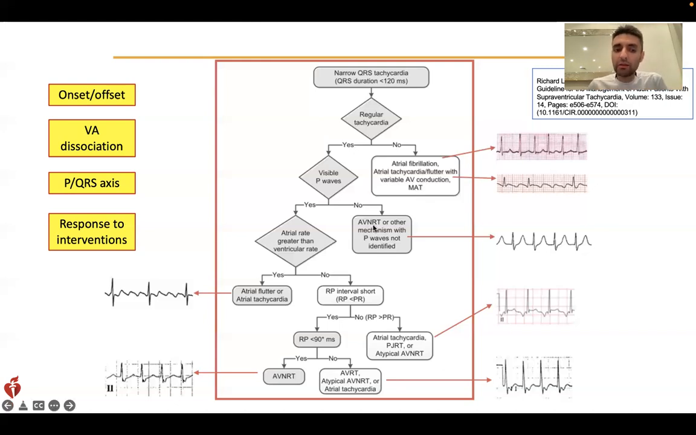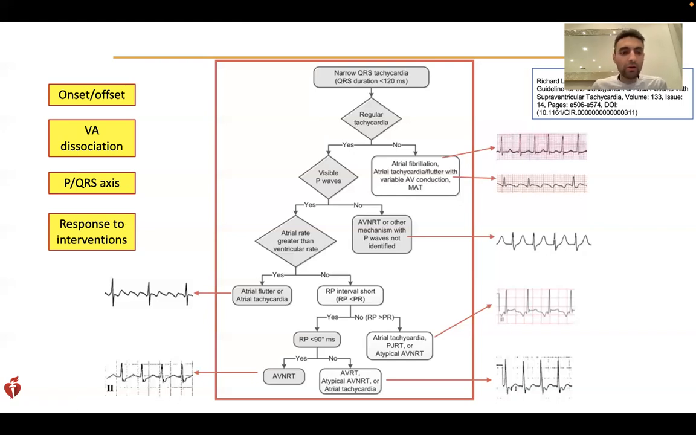If you don't see P waves, this usually means the RP is super short, such that the P wave is hidden within the QRS. This is typical AVNRT. And then we also said the RP interval, if it's long, meaning more than 50% of the RR interval during tachycardia, such as this example, you think of atrial tachycardia, slowly decremental or slowly conducting accessory pathways, or atypical AVNRT. Right, guys? And we said if it's very short, you think of AVNRT. If it's in between, then it could be many things. It doesn't help you as much.